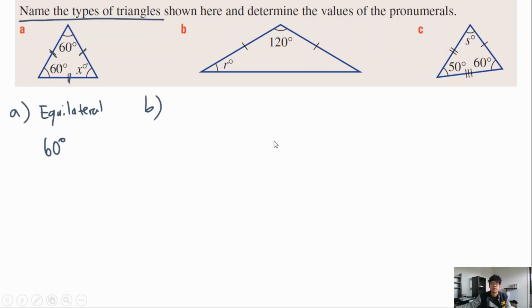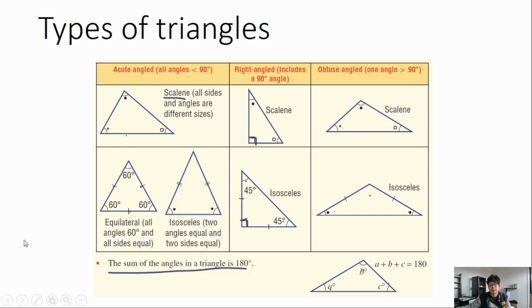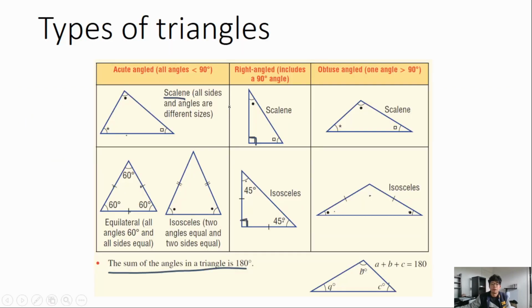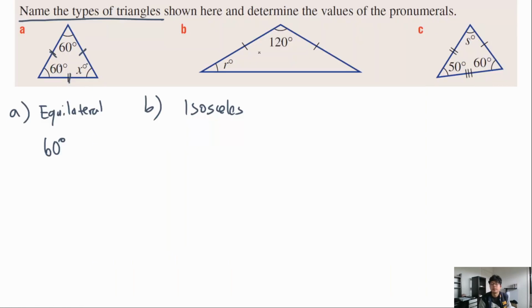Alright, now let's move on to the next question. From the line markings, we can see that two sides are the same length. So let's go to the slide before. It says, when two sides are of the same length, it is called an isosceles triangle. So this one would be isosceles. And another characteristic of an isosceles triangle is that two angles are also equal. So we have one angle here, this is in no way the same as that. So that means these two will be the same. So we've technically got two r's.